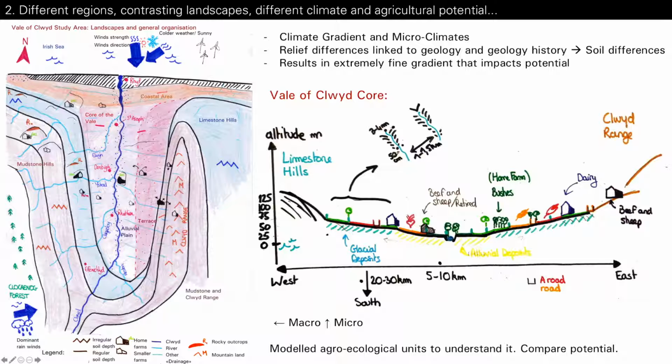Basically, to the east it grows drier, and you end up with slightly different types of soils, more free draining than what you will find at the bottom, and that would allow a wider range of crops to be grown. So model agroecological units help us to understand this and to compare the potential. And this, in turn, directly impacts the possible evolutions of farms on the landscape.